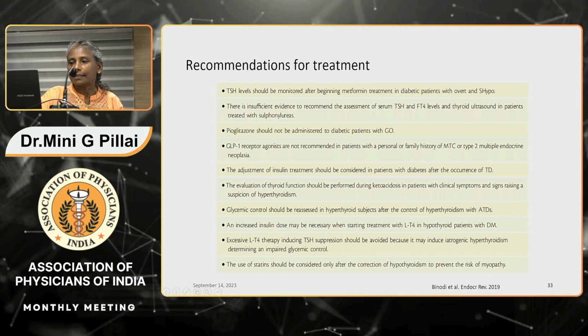We saw there may be a reduced insulin requirement in patients with overt hypothyroidism. When this is corrected, insulin requirements are bound to increase. Excessive thyroxine therapy inducing TSH suppression should be avoided because it may induce iatrogenic hyperthyroidism, causing again impaired glycemic control. This is very, very important. Use of statins should be considered only after correction of hypothyroidism to prevent the risk of myopathy. This is a very commonly encountered problem.